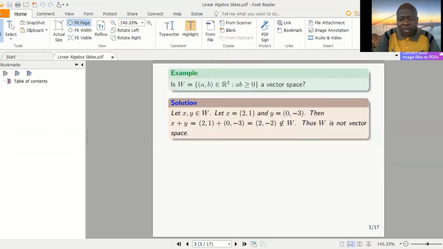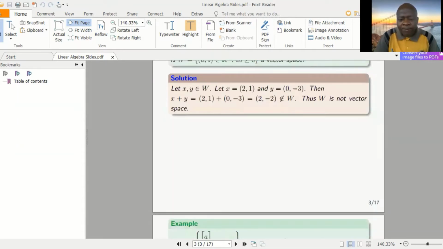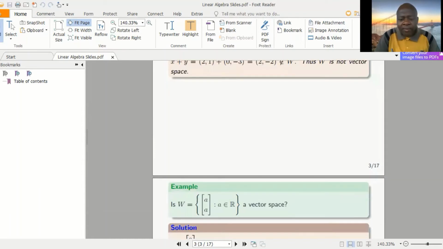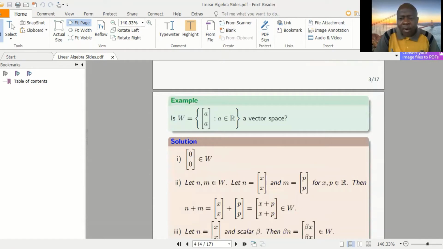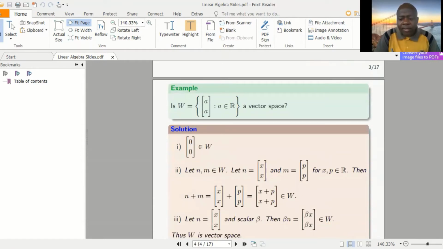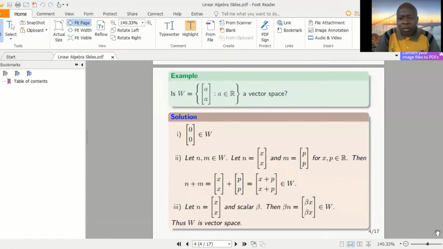The other, those were the only examples we looked at. And what I'm emphasizing is that when you discover that it will not be a vector space, choose specific examples. But when you notice that it will be a vector space, then you do not choose specific examples, but you prove that it's a vector space using arbitrary elements.